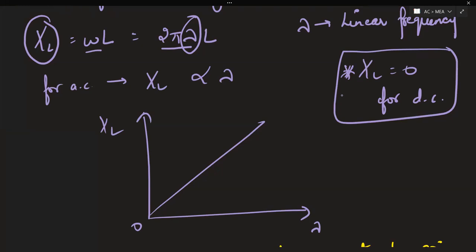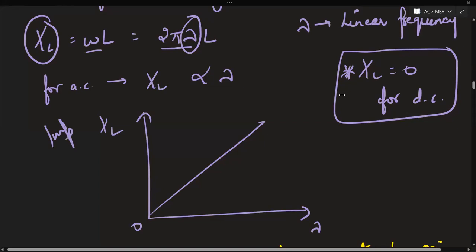This graph comes in your exam. This is a very easy graph, but this comes in your exam. Most of the previous year's papers have asked this question, the graph between XL and frequency. And one more graph we'll do, the graph between omega C, XC, which we'll do in the case of the capacitor.